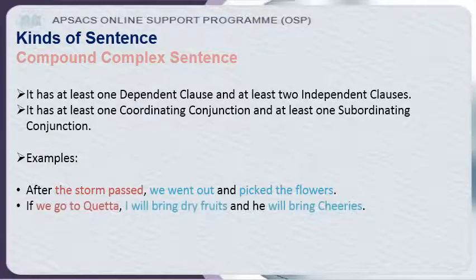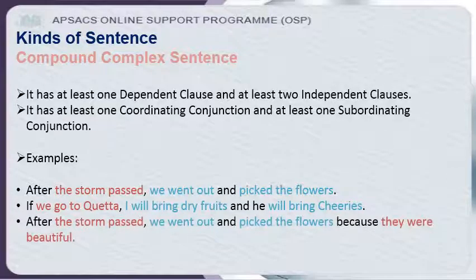If we go to Quetta, I will bring dry fruits and he will bring cherries. Again, one dependent clause and two independent clauses. After the storm passed, we went out and picked the flowers because they were beautiful. Another example. Alright?